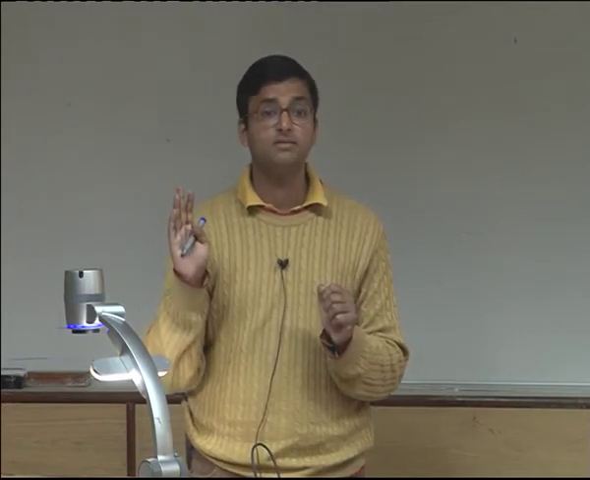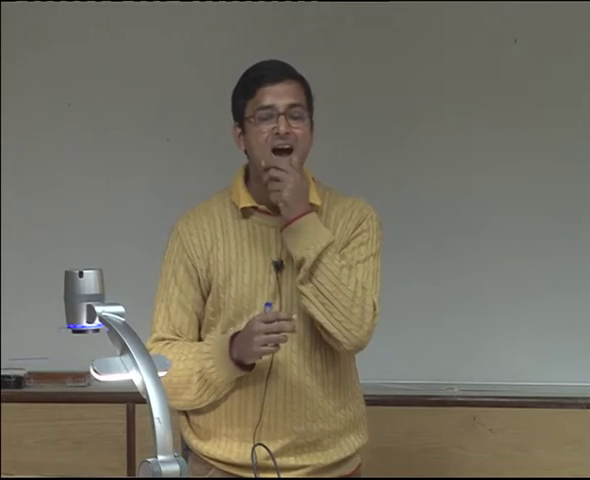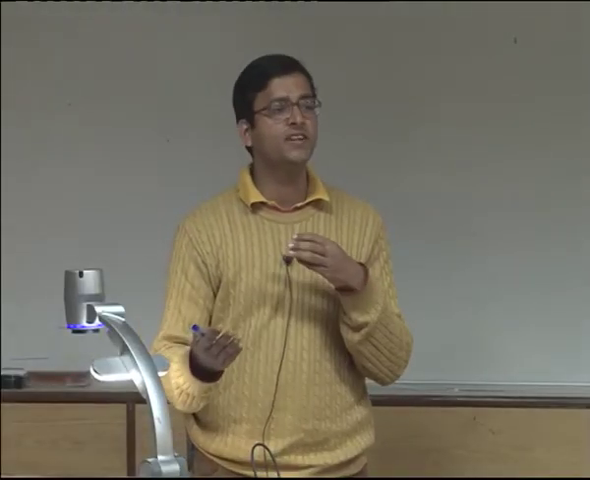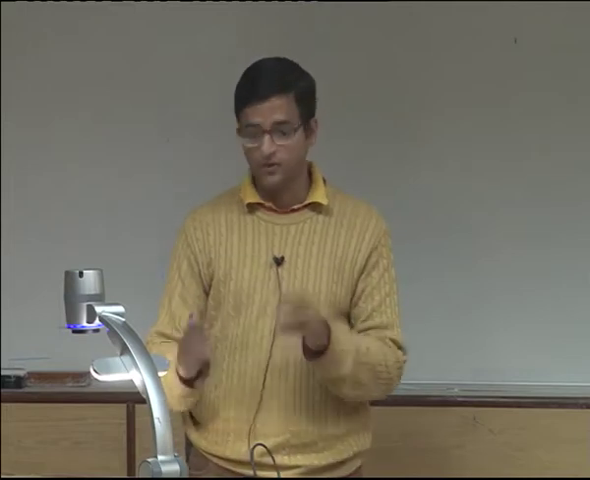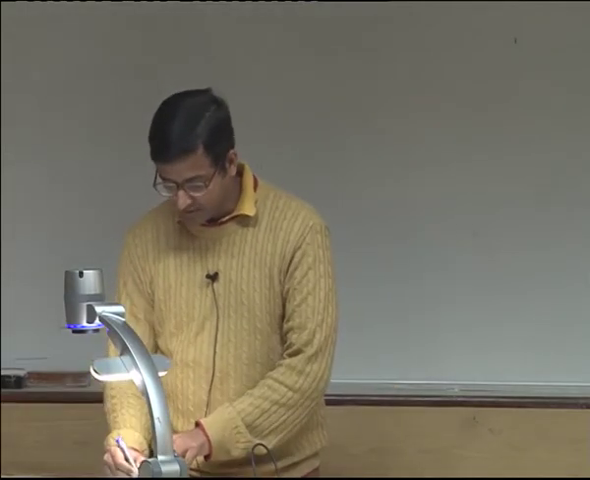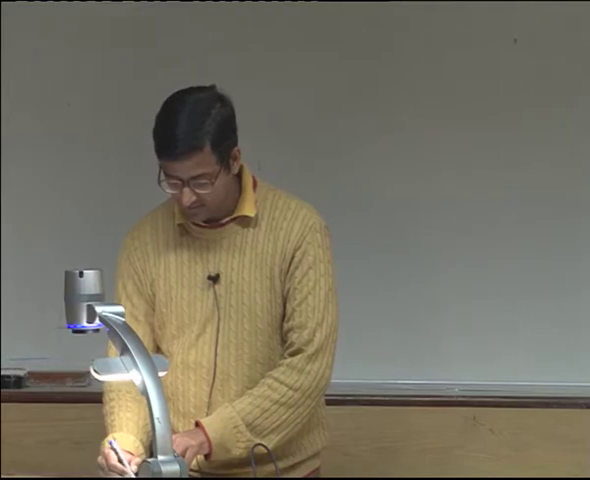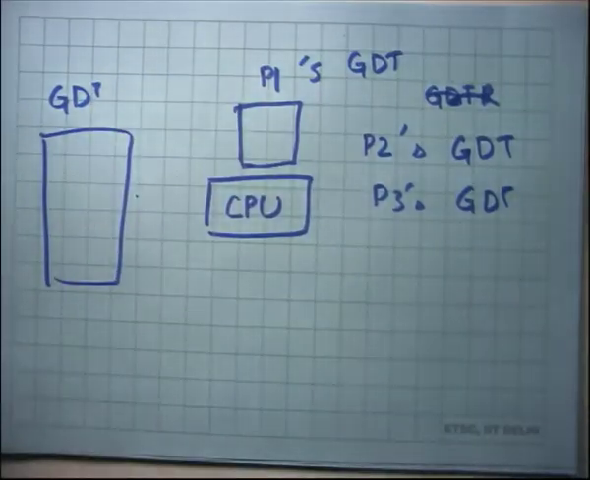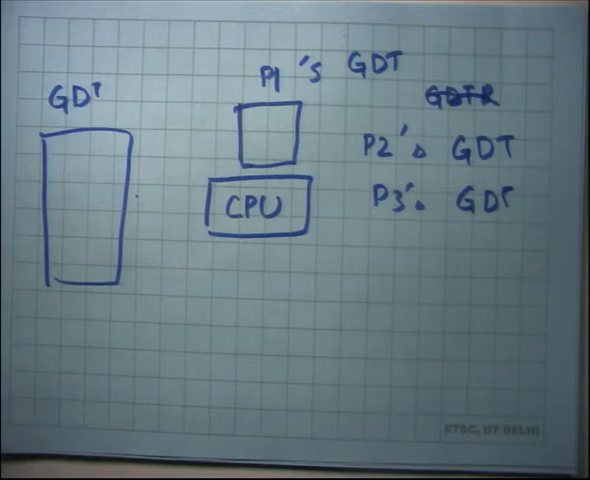Make sense? Any question? So why do we need a different GDT for each process? Yeah, it seems wasteful. Another way to do it is, let's have just one GDT. And each time I switch a process, I just change the entries in the GDT. Now that's another way of doing it. Right? So these are all ways.